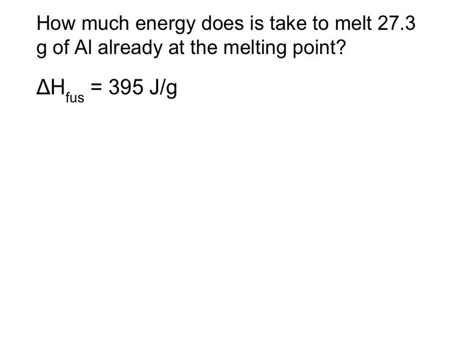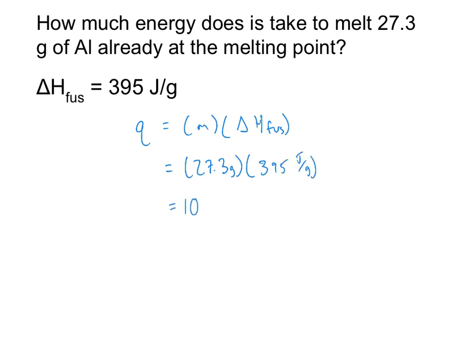Here, we want to calculate how much energy it takes to melt 27.3 grams of aluminum, which is already at its melting point. And so remember that since we don't have a temperature change involved during melting, our heat is not going to take the temperature change into account. And so the heat required in order to melt this is going to just depend on the mass times our delta H of fusion. And so in this case, our mass, 27.3 grams, times our delta H of fusion of 395 joules per gram, or 10,783 joules, or 10.8 kilojoules.